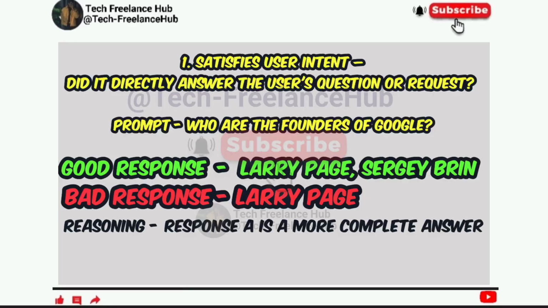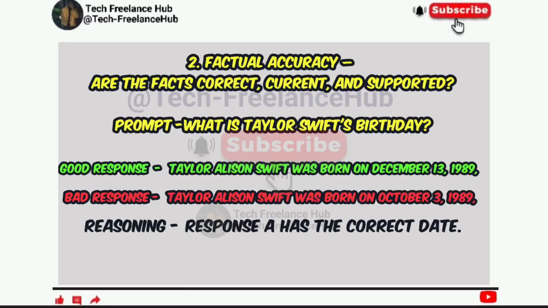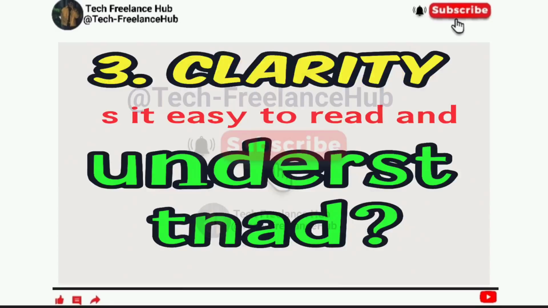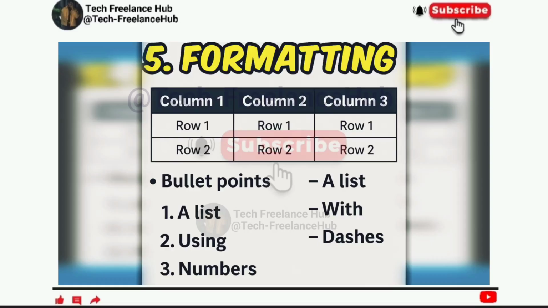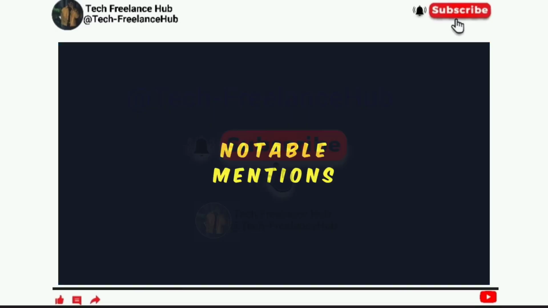Does the response actually satisfy the user intent? That is, did it directly answer the user's question or request? Next, is it factually accurate? Are the facts correct, current, and supported? Third, is the response clear? Is it easy to read and understand? Fourth, is it trustworthy and safe? Is it free from harmful, biased, or misleading content? And finally, formatting. Does it have bullet points? Is it in a list format? Or should we expect to see some sort of chart or table to make the information easier to read and understand?